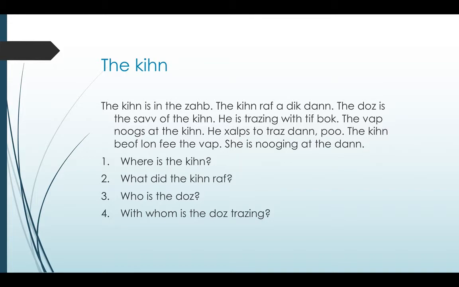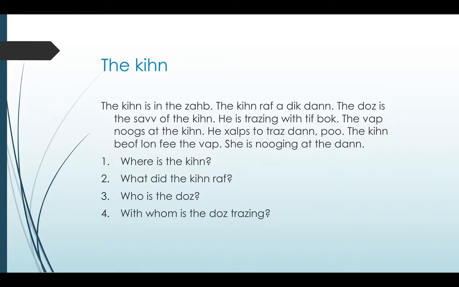It's not a language that anyone knows because it's a made-up language, with some English grammar included, and some English articles you will see, and also some English prepositions. But the story here is called The Kin, and I'll just read the first 3 sentences for you. The kin is in the zab, the kin rafadig dan, the does is the zab of the kin.